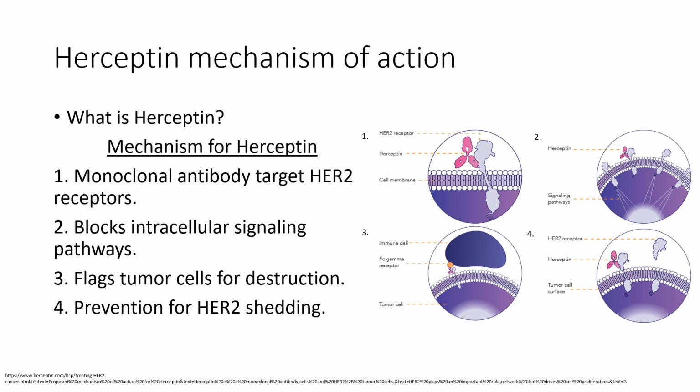to occur. And on the final step, the prevention of HER2 shedding, which is what prevents copies of HER2 from spreading throughout the body.